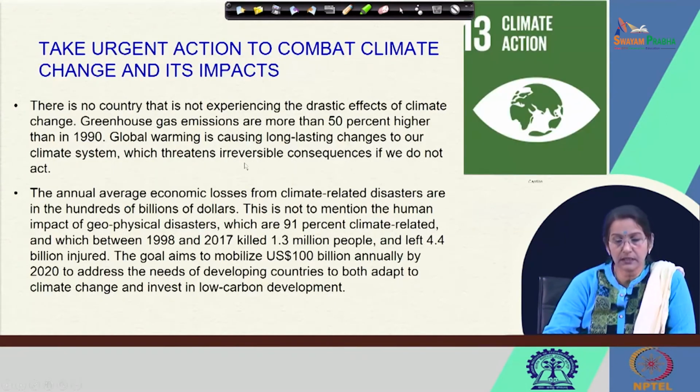The next is SDG 13, which is climate action. That means to take urgent action to combat climate change and its impact. Nowadays, all of us are very familiar with global warming and climate change, and how our climate has become disruptive, with irregular occurrence of storms, floods, tsunamis, all kinds of things.